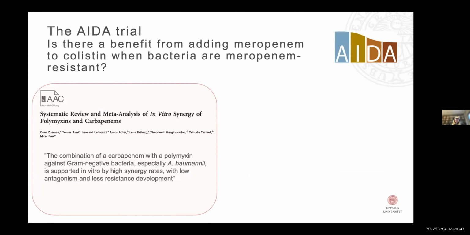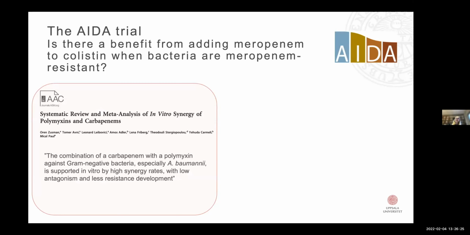So for this work, we had data from a clinical trial, the AIDA trial. And the main focus here was really to look into if a patient was infected with carbapenem-resistant bacteria and then would be treated with colistin, would it be a benefit to actually also add meropenem to the treatment? Because what has been shown in vitro was that the colistin may open the membrane and the meropenem can get in and kill the bacteria. So there are synergistic effects of this combination.